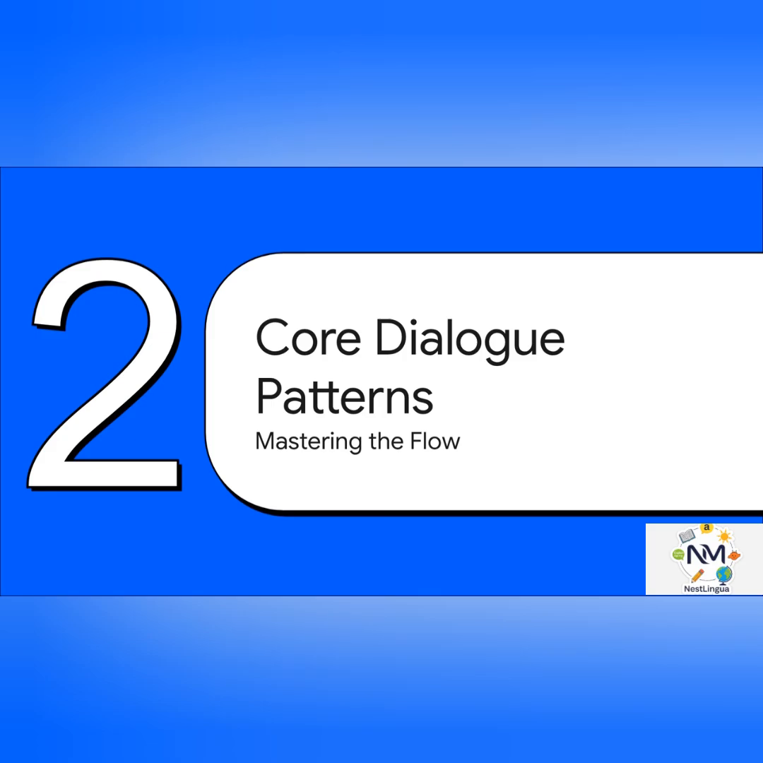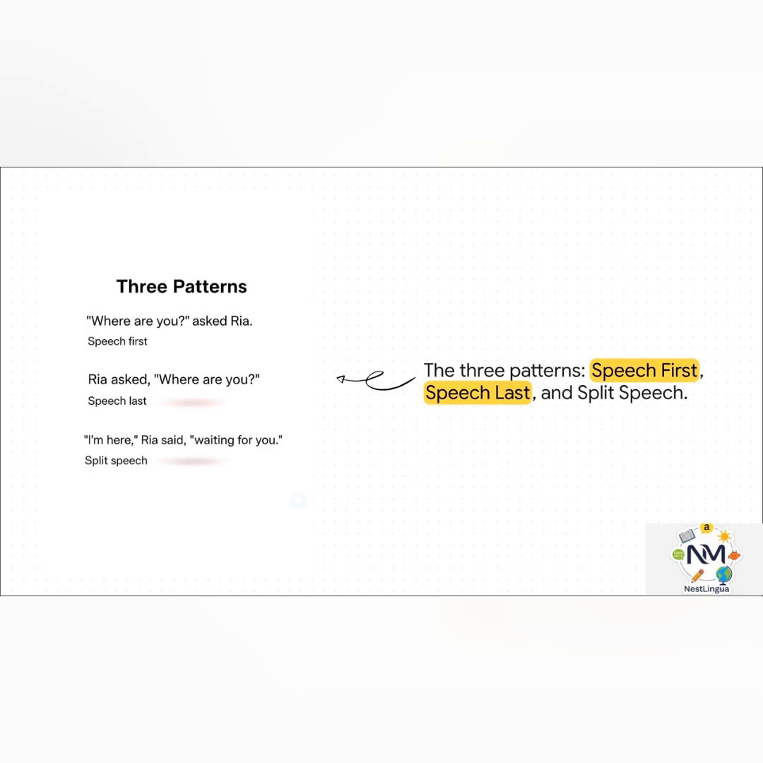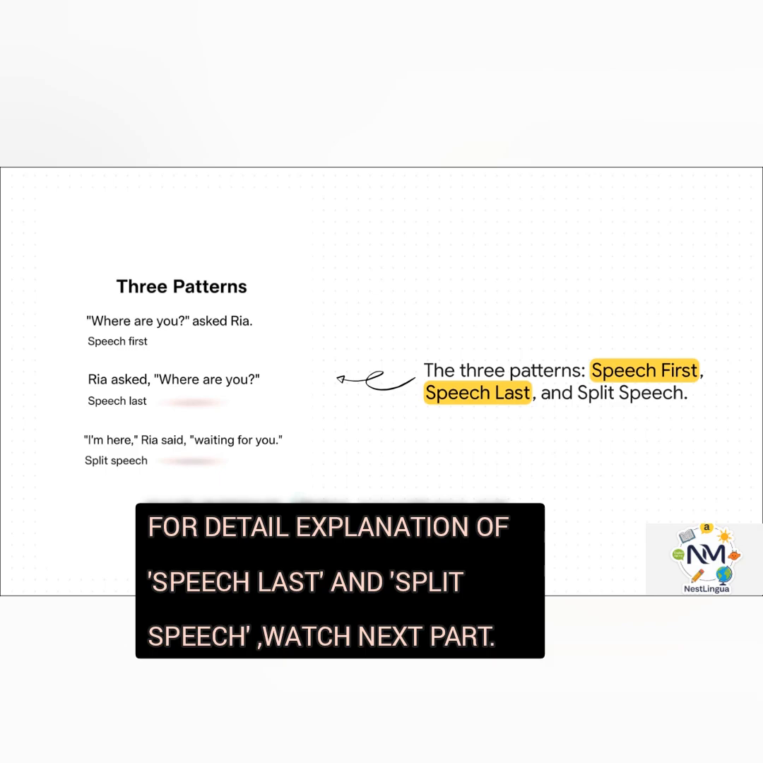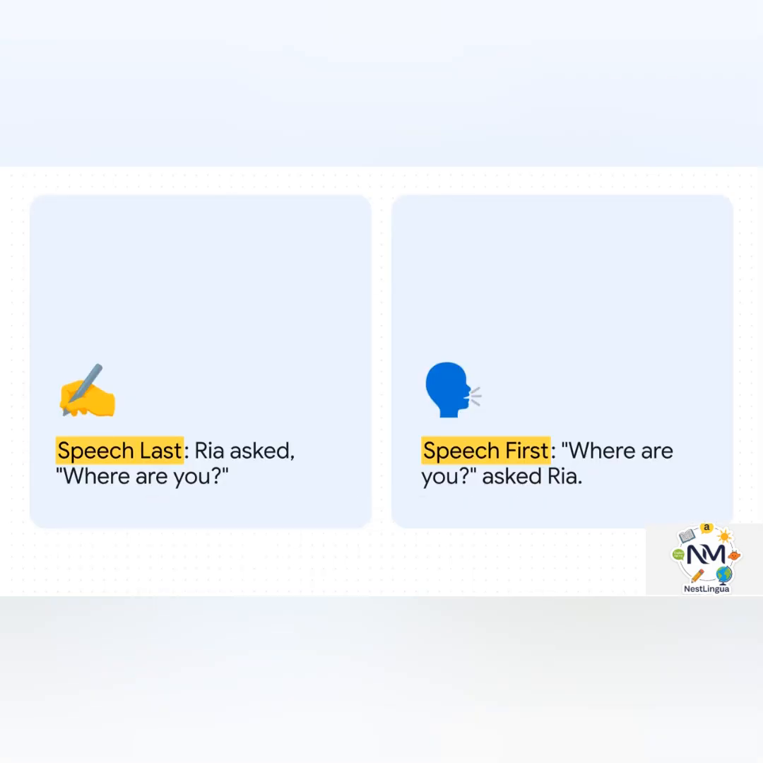All right, now that we've got that foundation locked in, things get even easier. You might think there are a million different ways to write dialogue, but honestly, almost every single line you'll ever write follows one of three basic patterns. Once you learn to spot them, punctuation just becomes second nature. And here they are. We call them speech first, which is when the talking comes before we know who's talking, speech last, where we name the speaker first, and split speech, where that little tag breaks up the line. For today, we're going to focus mostly on the first two, because the relationship between them is where almost all the confusion happens.